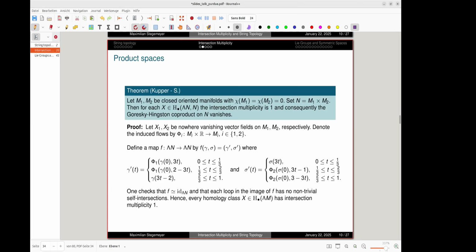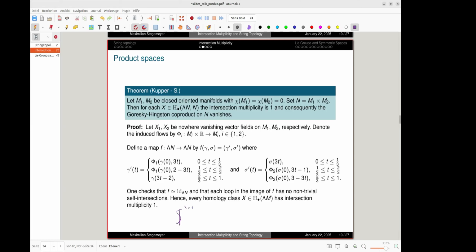There you can also make this definition, and then if you show this, then it's actually also sufficient for showing this for the homology classes in relative homology. So we have shown that the intersection multiplicity is 1, and consequently the coproduct vanishes. The proof is very naive, as I said, but already it gives you something which I found interesting.